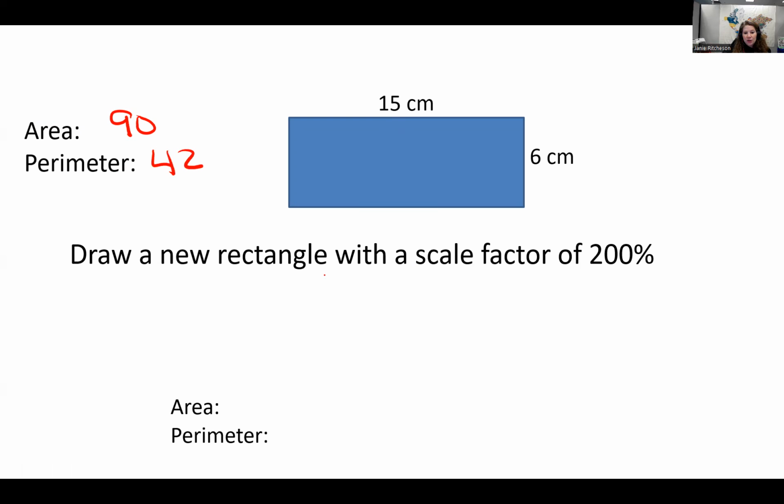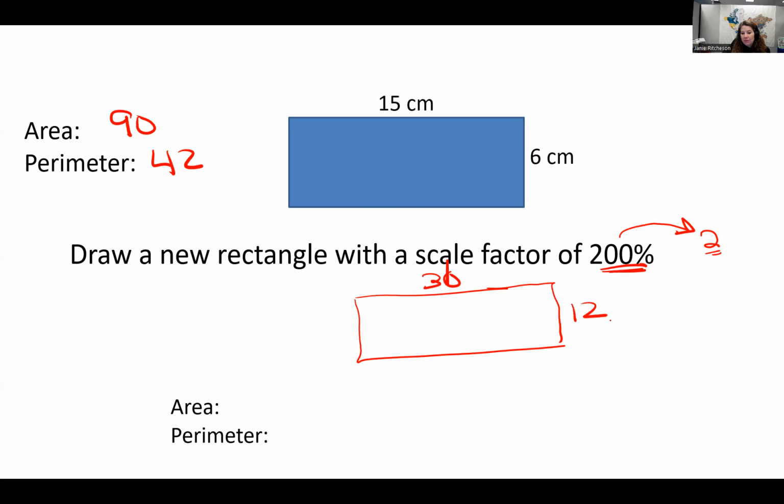All right, if we're going to draw a new rectangle with a scale factor of 200%, if we move our decimal 2 places to the left, our scale factor is 2. 2 is equal to 200%. So that means our new rectangle is going to be twice as big, which of course I don't have enough room for, but pretend like I do. 15 times 2, this side's 30, and 6 times 2 is 12. So our new dimensions are 30 by 12.